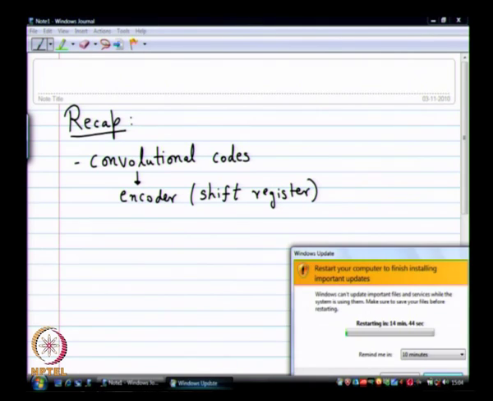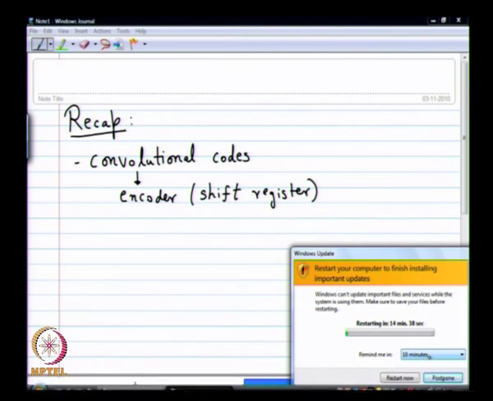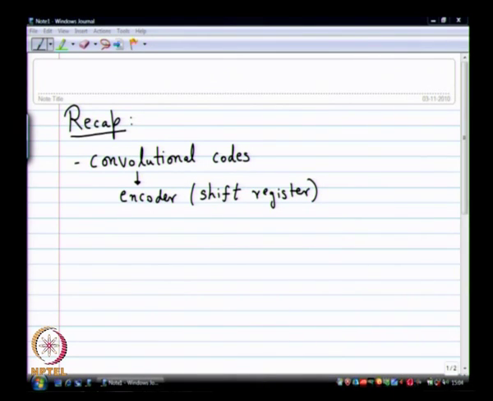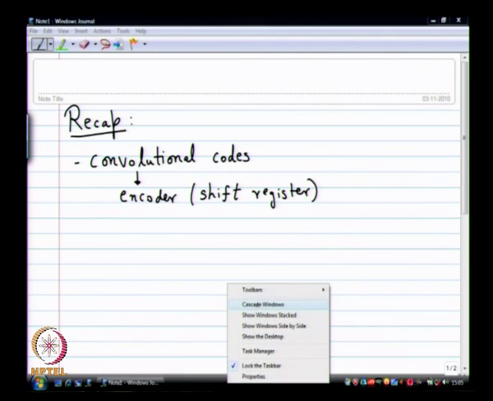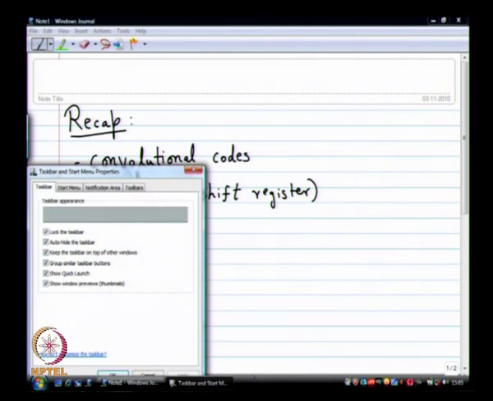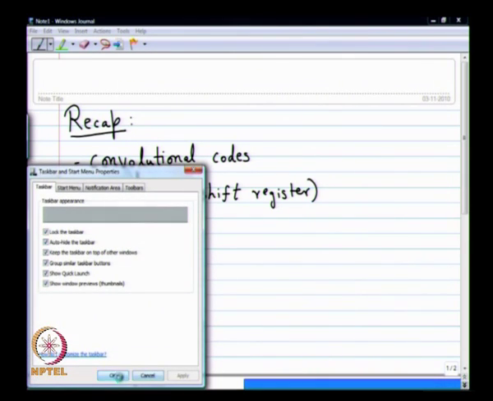For some reason Windows wants to update. What should I do? Well, I can't cancel. Oh, postpone. Okay. I thought this taskbar was supposed to be locked. I guess the update is so crucial that it does not care. It's still locked. Okay.